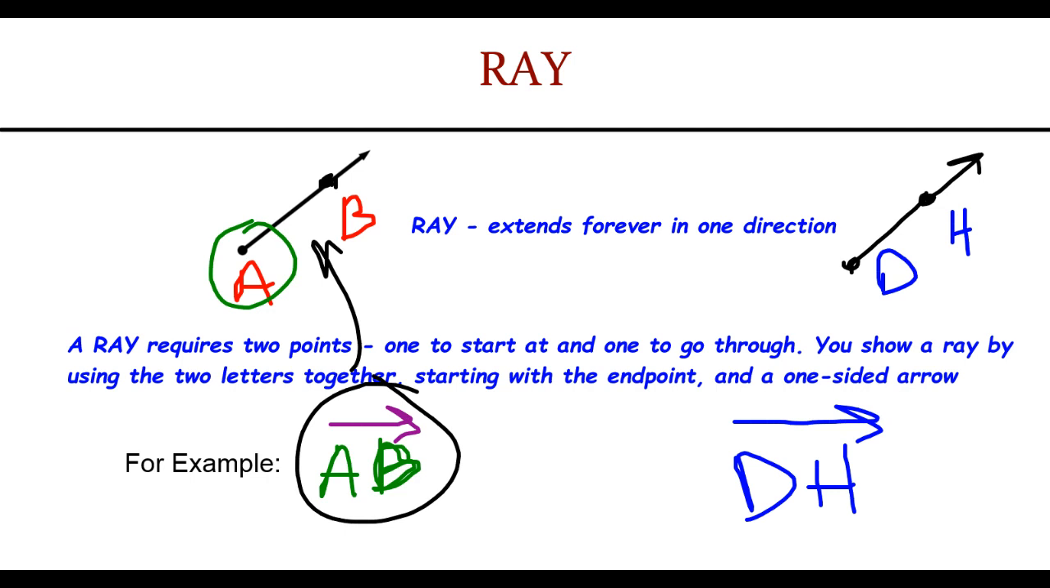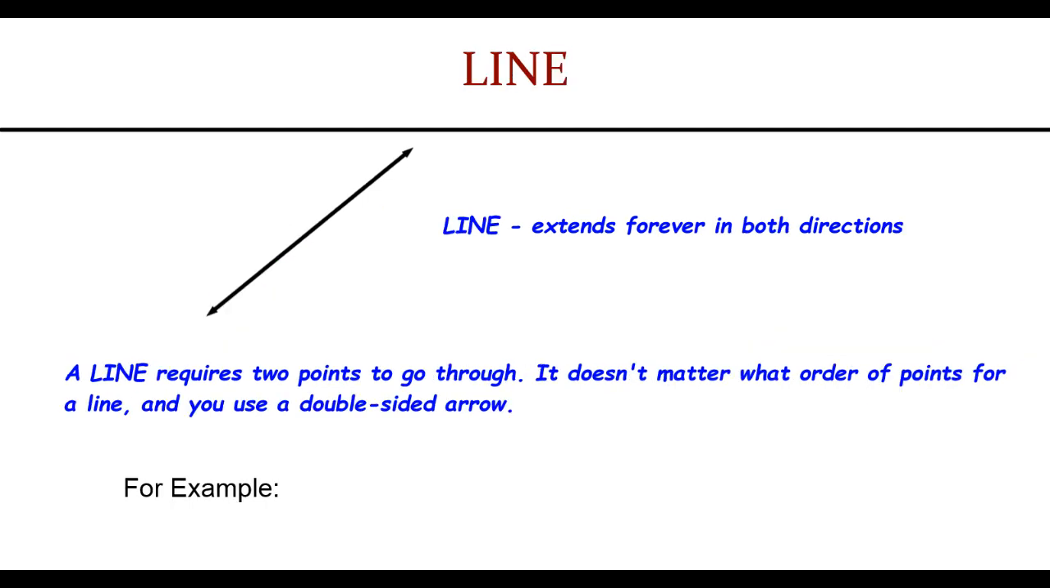And finally, the last thing that we're going to talk about in this video is a line. A line is like a ray in that it has points and it goes through points, but it extends forever, and we mean forever in both directions. So when we draw it, we use arrows, like we did in the ray, to show that they go on forever. And much like a ray, a line also needs 2 points. Let's say this goes through point A and point B.